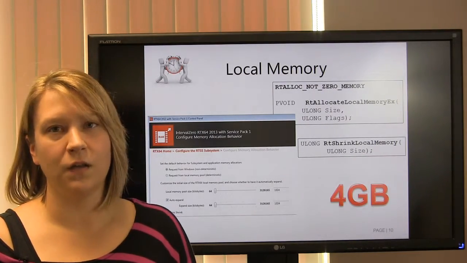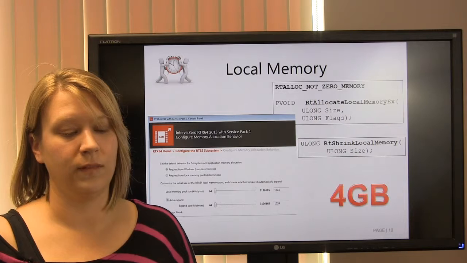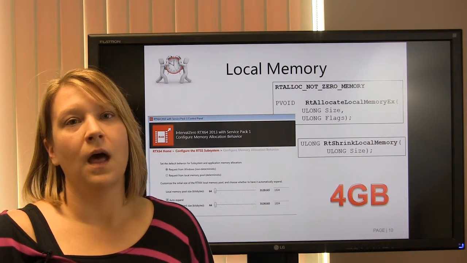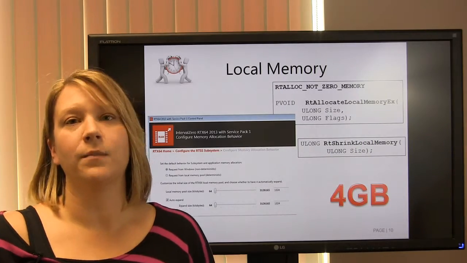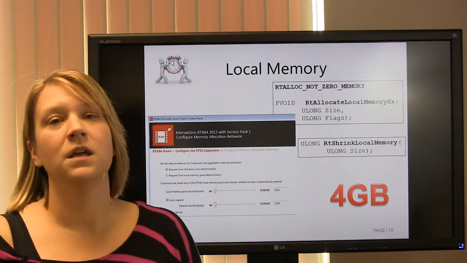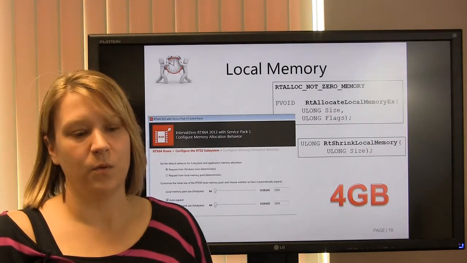We've also provided API calls for this, so you can, within your application, expand memory or shrink it with the API call you can see here. And we've also added an RT allocate local memory EX. This function was provided because, by working with one of our customers, we found that large memory allocations were actually much slower in RTX64 than they were in Windows. We tracked that down to actually zeroing out the memory. So with this RT allocate local memory EX, you can set a flag to say don't zero out the memory. This allows us to be much faster in larger memory allocations than we previously were.